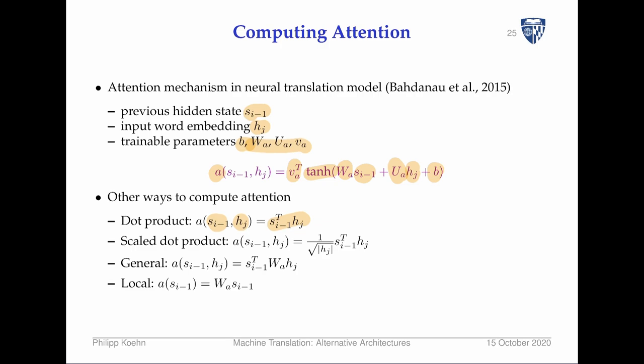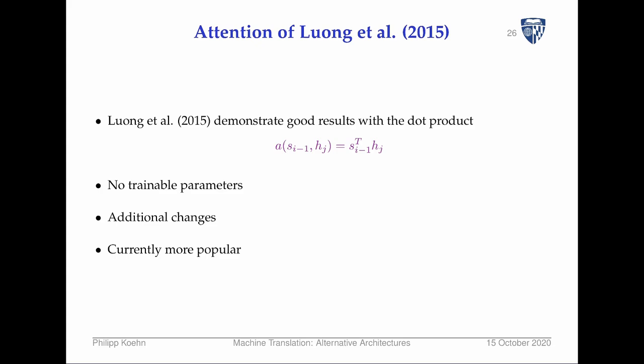Another way to do this is to scale that further, and other ideas that have been proposed was to have an additional weight matrix in there, and even further, we'd say, well, why don't you just compute attention over the state and not even factor in the word representation? So these were all ideas that were proposed in a paper by Luong. They actually demonstrated pretty good results with just using the dot product. So this one has no trainable parameters. It also had some additional changes I'm going to take a look at in a bit, and it's actually currently more popular than the Bahdanau attention model.